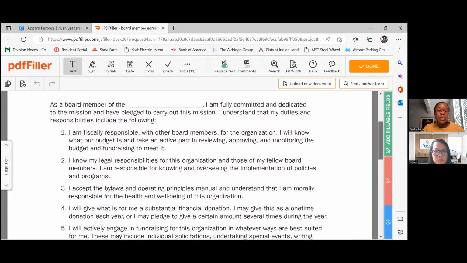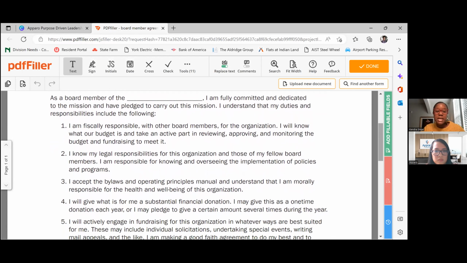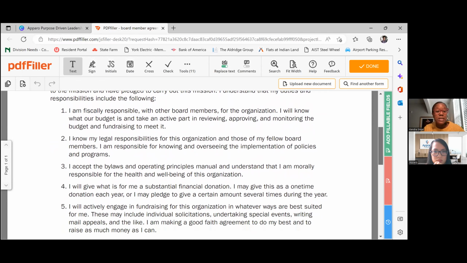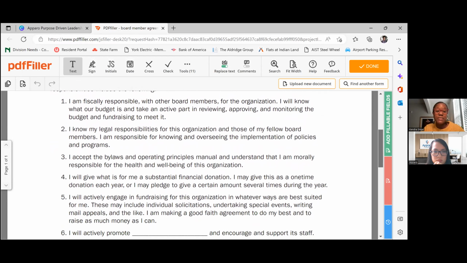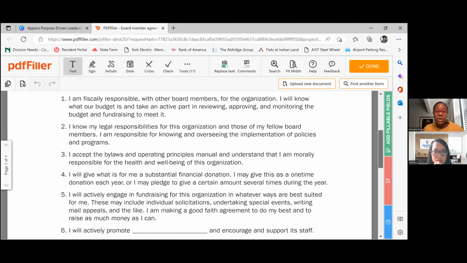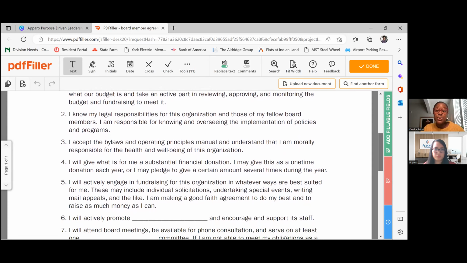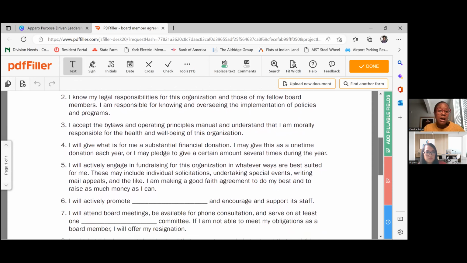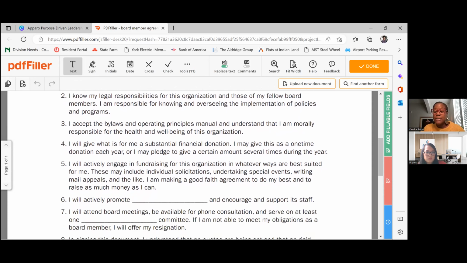So it's saying, as a board member of XYZ organization, this person is fully committed and dedicated to the mission. They are signing on the dotted line that they are agreeing to carry out the mission, but they're also understanding what their duties and responsibilities are. And then you list the things that you are asking them to do: being fiscally responsible, understanding the legal responsibilities. We talked about the duties of responsibility earlier in the presentation, accepting the bylaws, and making sure that you're operating efficiently and effectively using those tools.